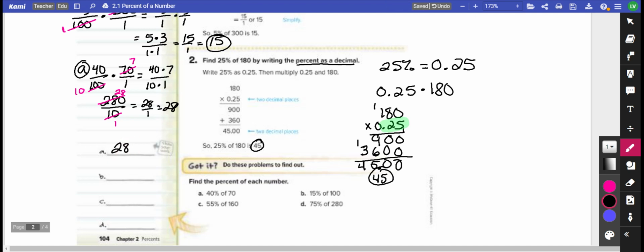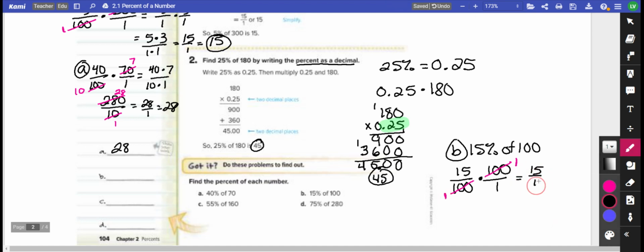Letter B. I'm going to show the work off to the side over here. 15% of 100. Well, I could do 15 divided by 100 times 100 divided by 1. So I'm going to cross reduce. I can take 100 out of 100, and that gives you 1. 100 divided by 100 gives me 1.